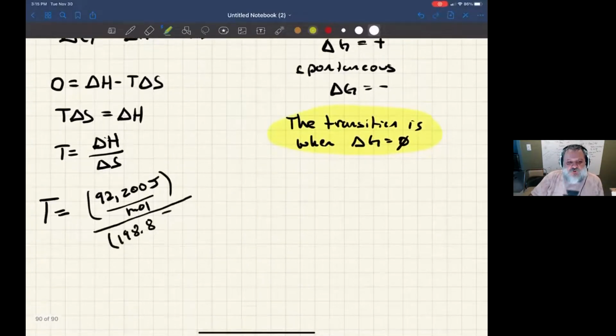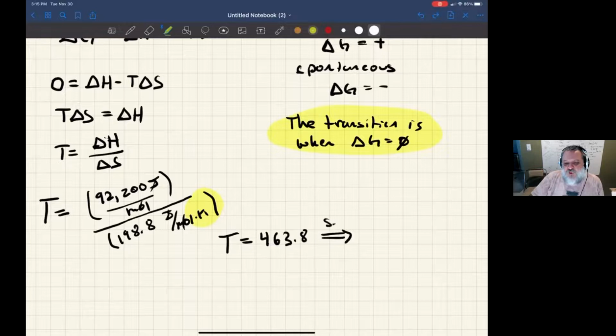And I'm going to then divide that by 198.8 joules per mole times Kelvin. Joules cancel with joules, moles cancel with moles. I'm left with 1 over Kelvin in the denominator, which means that Kelvin moves up to the numerator. And so I get T equals 463.8. Doing the sig figs, I get 464 Kelvin.